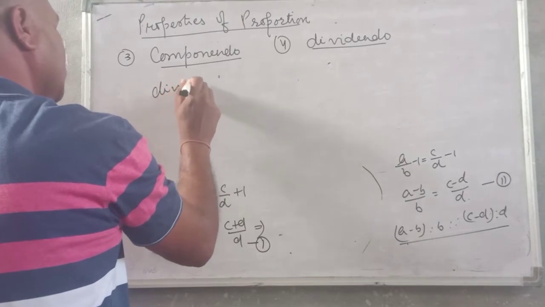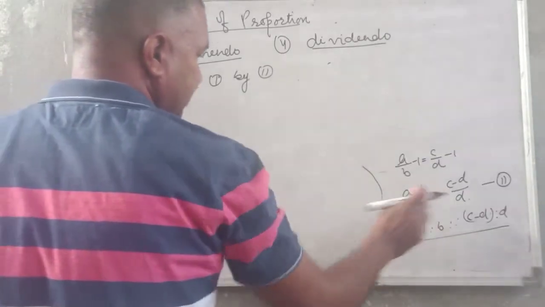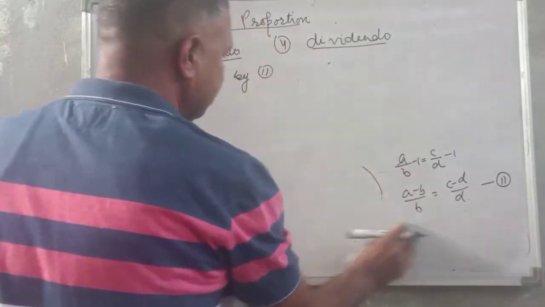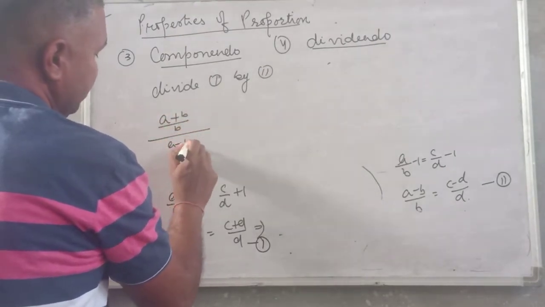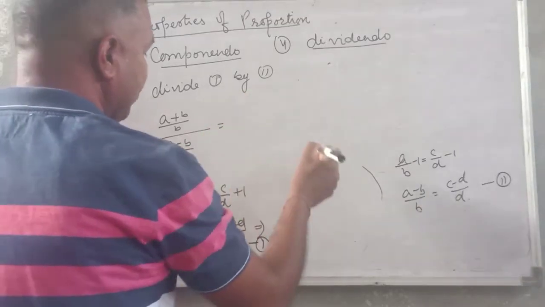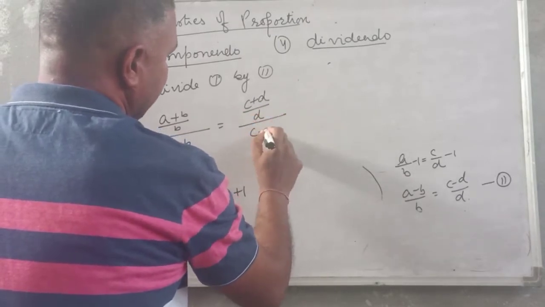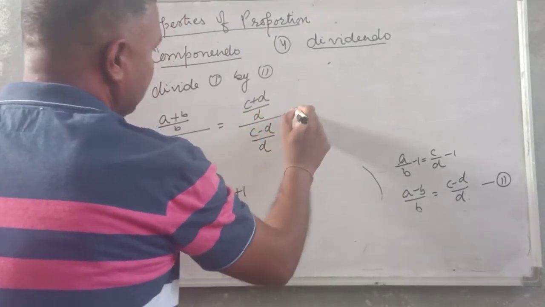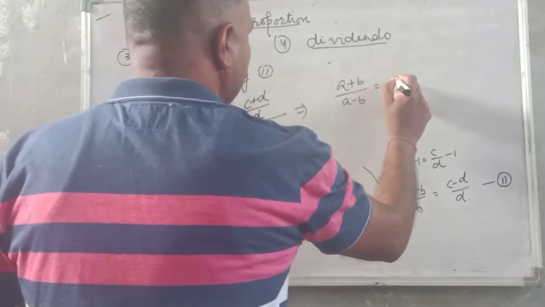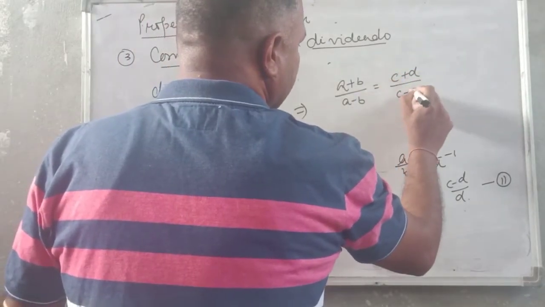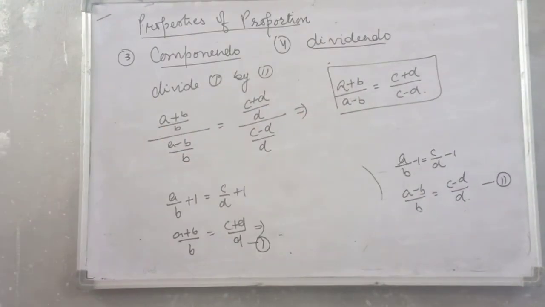Divide 1 by second, इसको इससे डिवाइड कर दो, क्या आएगा? A plus B by B divided by A minus B by B is equal to C plus D by D divided by C minus D by D. So this can be written as A plus B by A minus B is equal to C plus D by C minus D.